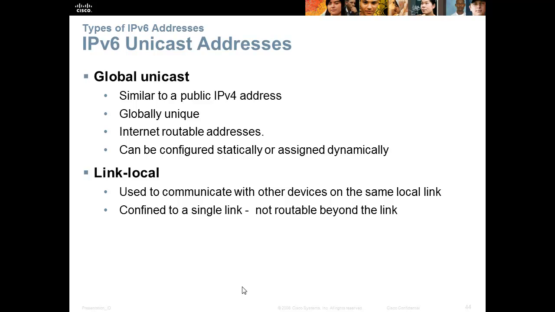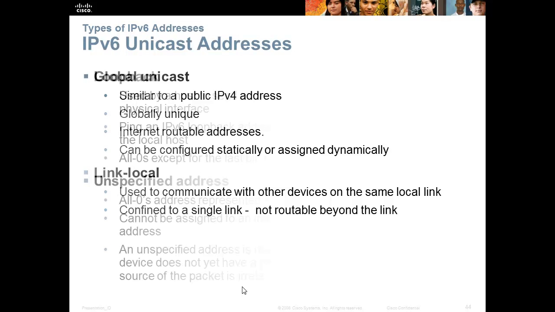We also have our link local. This is used to communicate with other devices on the same local link, or essentially our same local area network. This is confined to a single link, and it's not routable beyond that link. So if we have computers that want to communicate within their local area network, they could communicate with a link local address, but we could not take this address and put it out on the internet. Our link local addresses will show up automatically when we enable and turn on an IP version 6 interface.